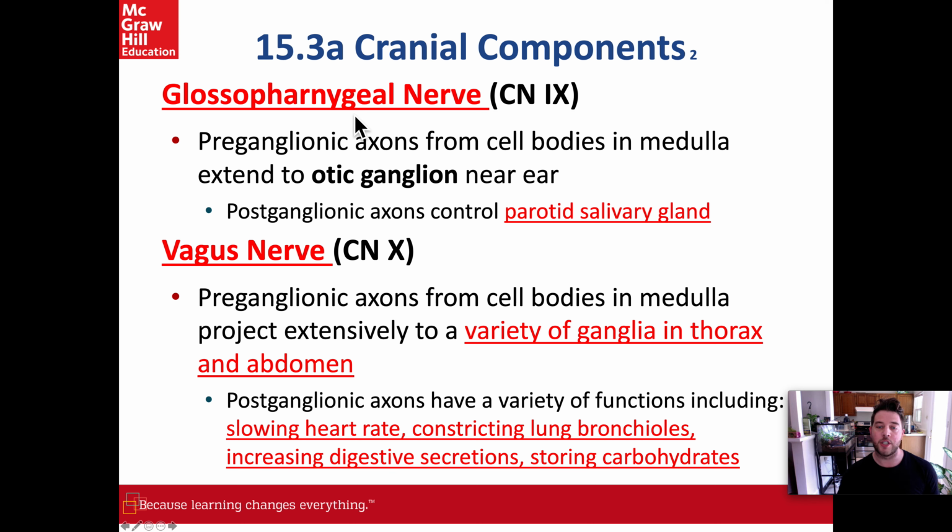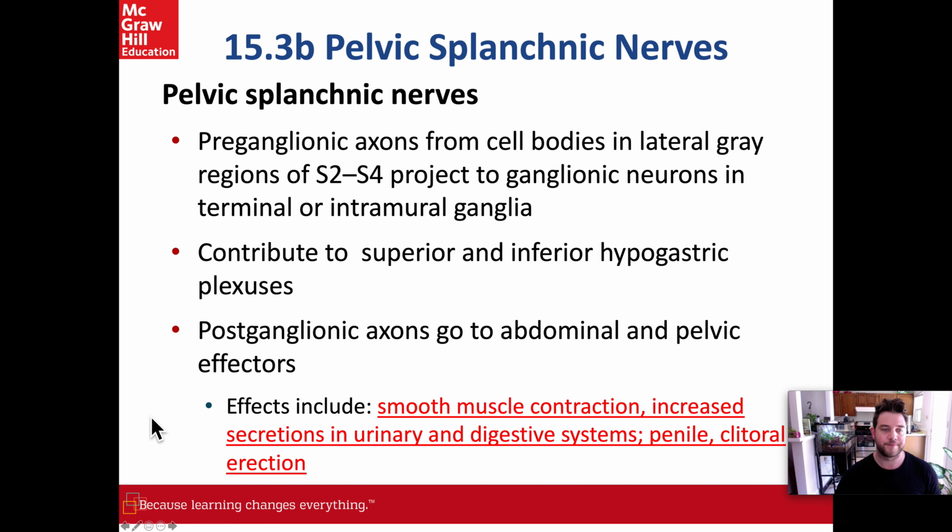Your glossopharyngeal nerve is going to have axons controlling the parotid salivary glands. Those are the big ones on the side of your face. Your vagus nerve, again, like we said, is a very important nerve in regulating our body systems in the autonomic nervous system. It has a variety of ganglia in the thorax and the abdomen, slowing the heart rate, constricting lung bronchioles, increasing digestive secretions, storing carbohydrates. You can see in just these few examples a wide variety of functions.